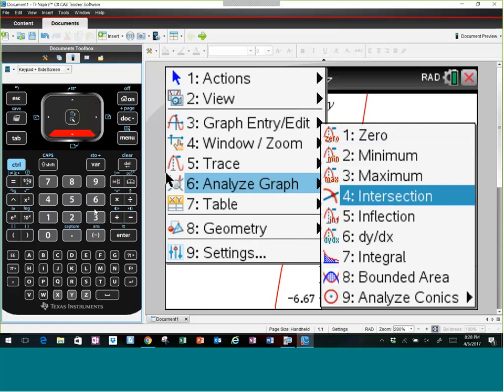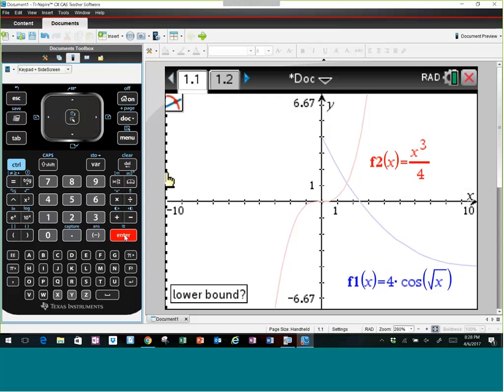So I'll go down to Intersection, select Enter, and it asks me for a lower bound, which means I need a value that is smaller than the x-coordinate of the point of intersection.